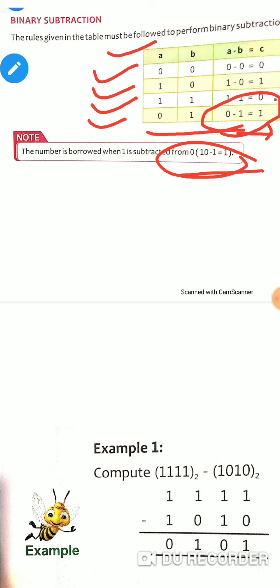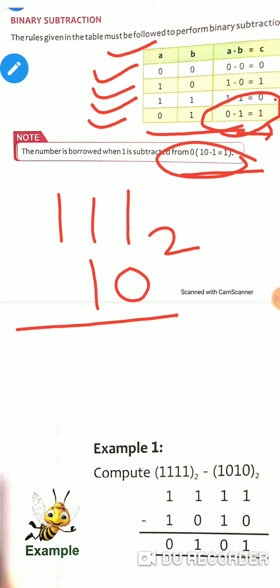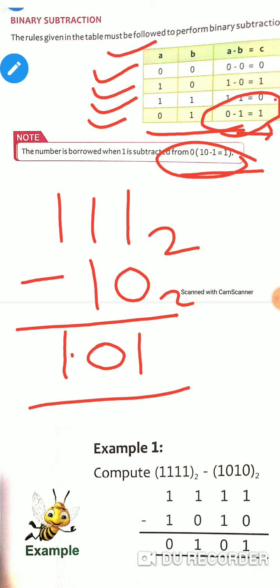Suppose the number is 111. This is one binary number and you want to subtract 10 from this number. So 1 minus 0 is 1, 1 minus 1 is 0, and this is 1. So the binary number 111, whenever we are subtracting 10 from 111, the answer becomes 101.